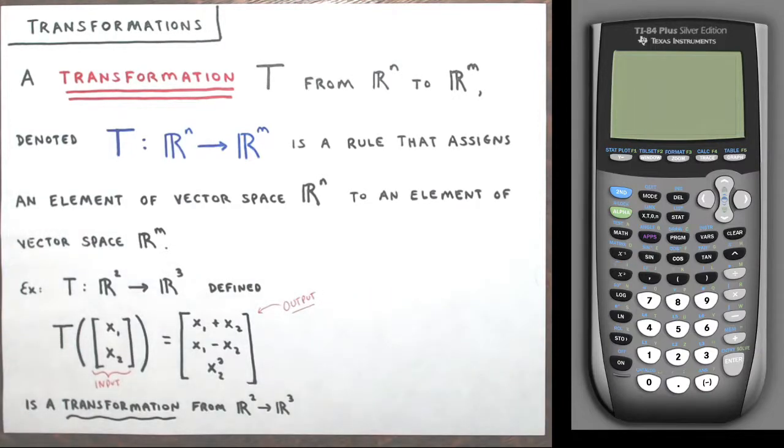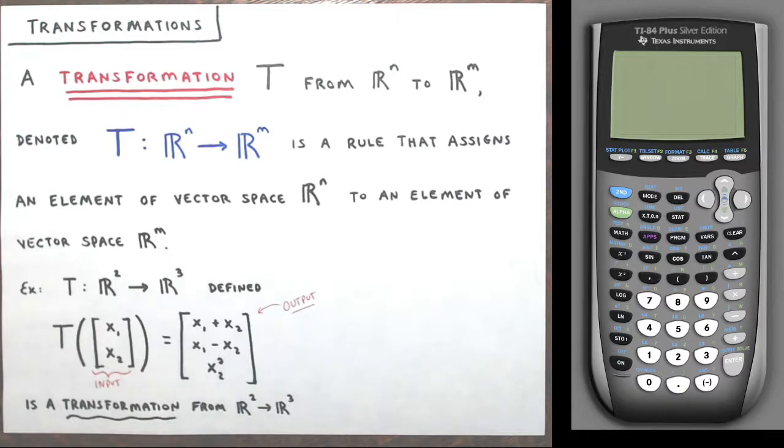Our output vector, the description of the output. And you see how each component in the output is made by using the components of the input. So the first component of the output is, I take x1 plus x2. Second component, I take x1 minus x2 from my input. And then the third component, I take x2 squared from my input to create this output vector from R3. So any rule that assigns an input to an output is a transformation. So this is an example of a transformation from R2 to R3. Wonderful.